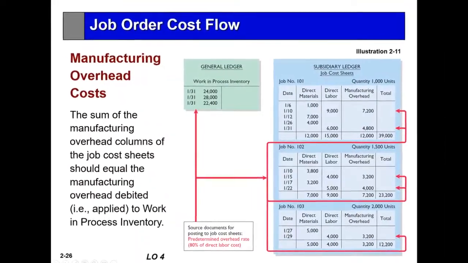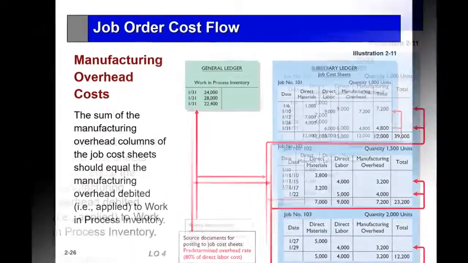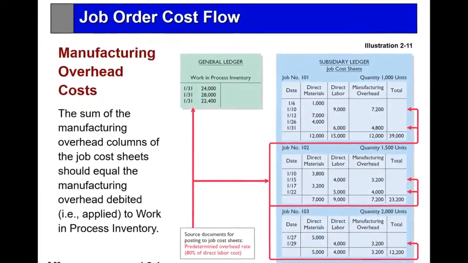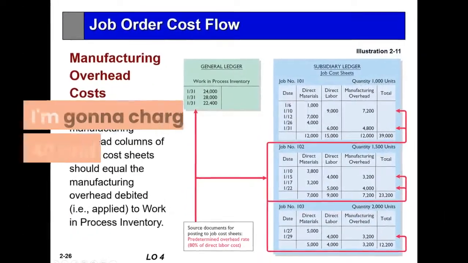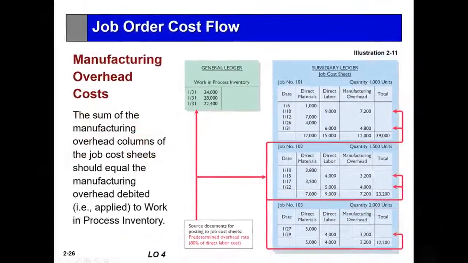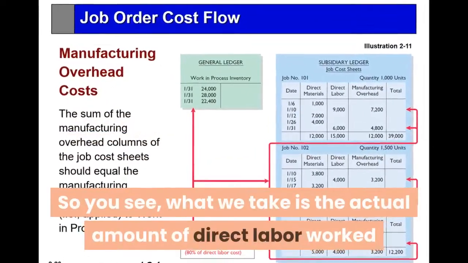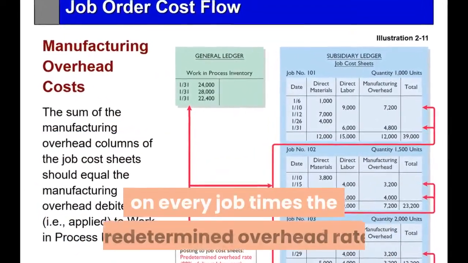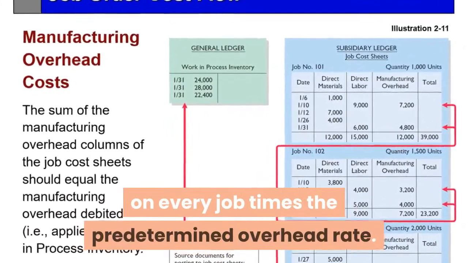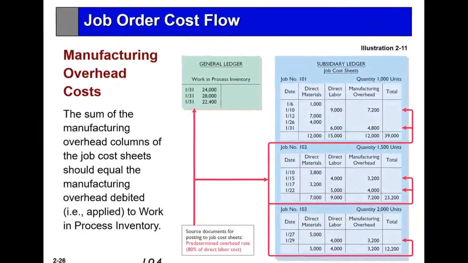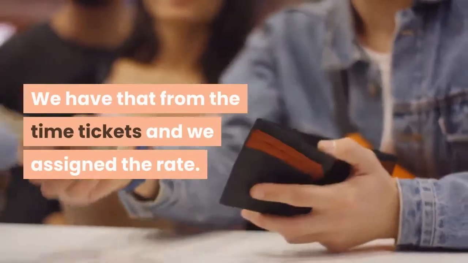Then I look on the job tickets and they say, okay, this job had 4 direct labor hours, I'm going to charge 20. This job had 8, I'm going to charge 40, and so on. So you see, what we take is the actual amount of direct labor worked on every job times the predetermined overhead rate. So we look at job 1, what was the hours? We have that from the time tickets and we assign the rate.